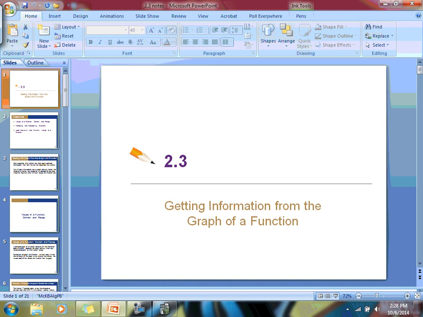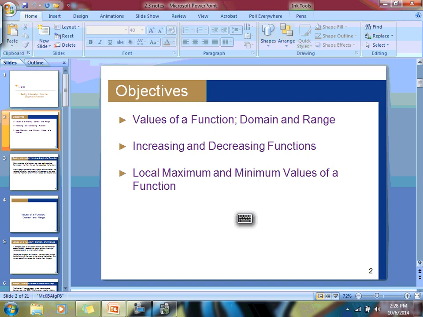These are the notes for section 2.3, entitled Getting Information from the Graph of a Function. And today we're going to take a look at the domain and range of a function. We're going to look at where functions increase and decrease. And then we're also going to find their maximum and their minimum values.